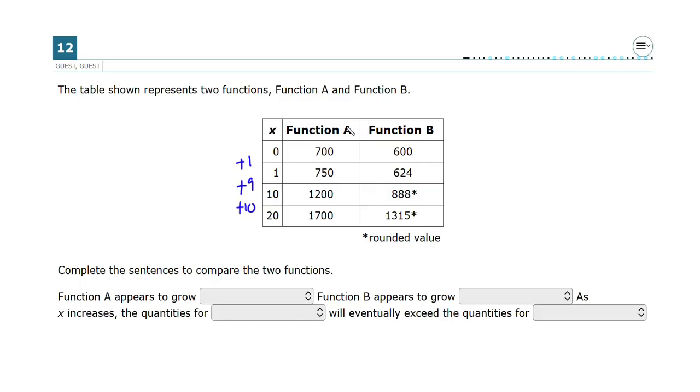For the y, the output of function A, here we have plus 50, here we have plus 450, and here we have plus 500. So if we make our rate of change, our slope, change in y over change in x, we have 50 over 1, that equals 50, 450 over 9, that equals 50, and 500 over 10, that equals 50. So this is a constant rate of change. That means this is a linear function.